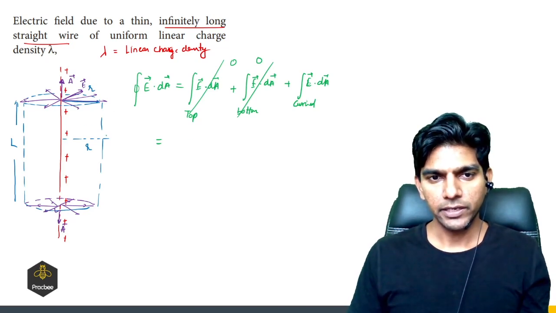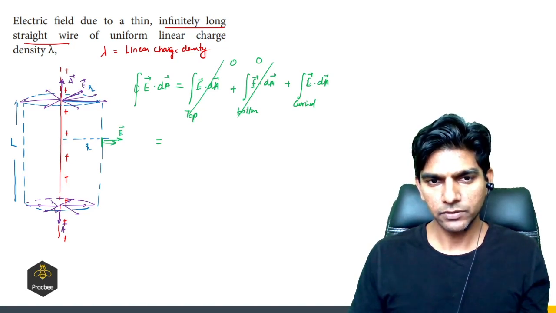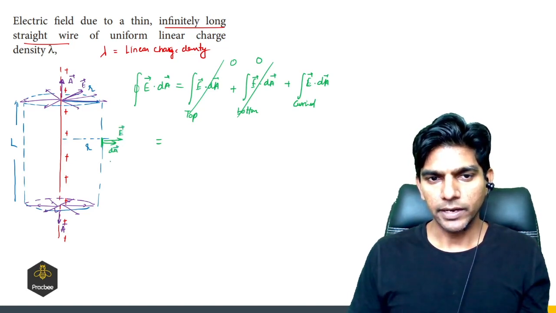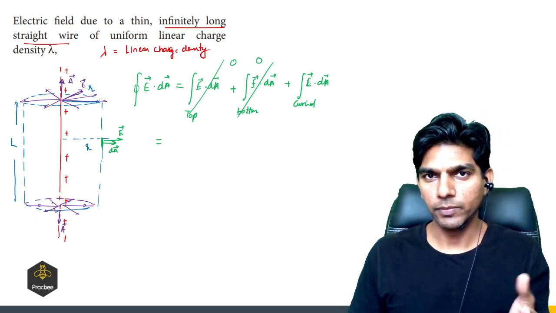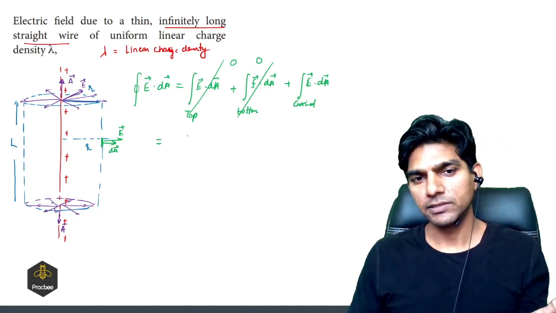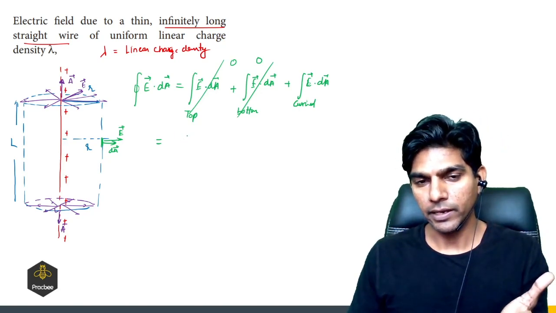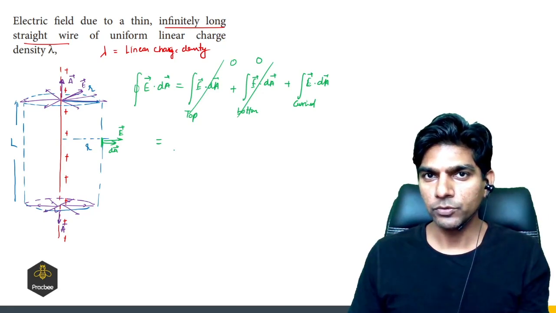Now, by symmetry, if I take a small area element on the curved surface, at this element the electric field will be parallel to the area vector. So this is the electric field, this is dA, right? At every point on this curved surface, the electric field will be parallel to the area vector. And by symmetry, every area will be at the same distance from the line charge. The perpendicular distance will remain r only. So E will have the same magnitude at every point.